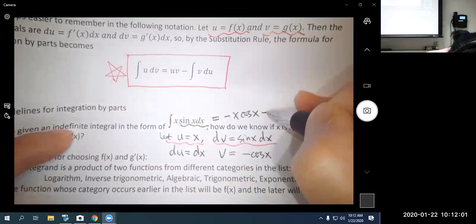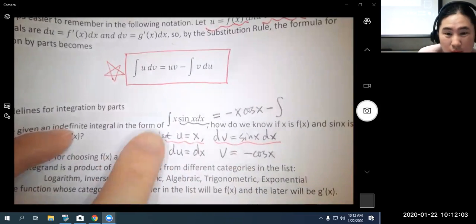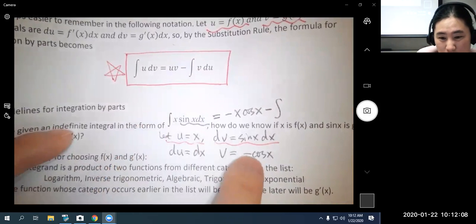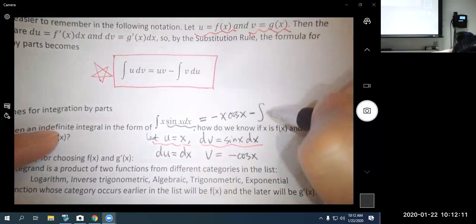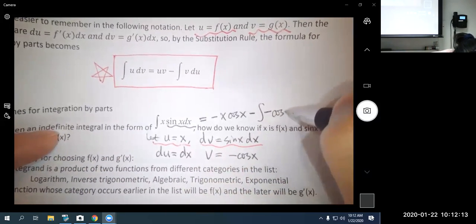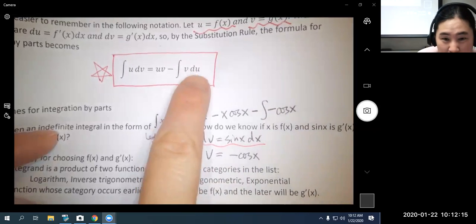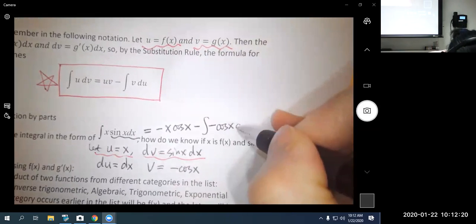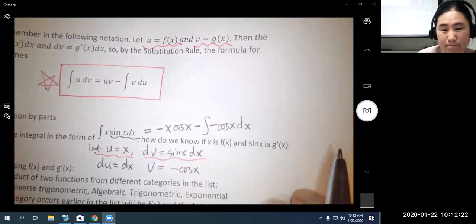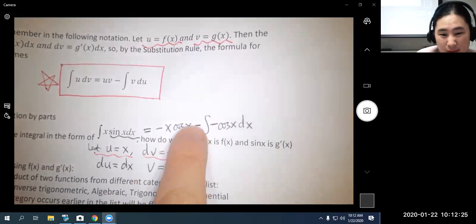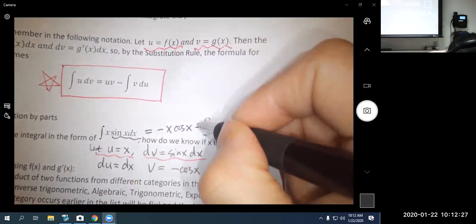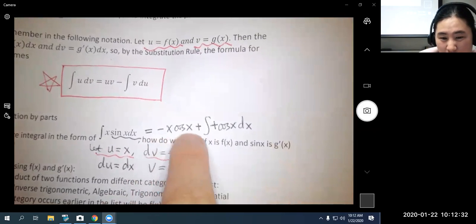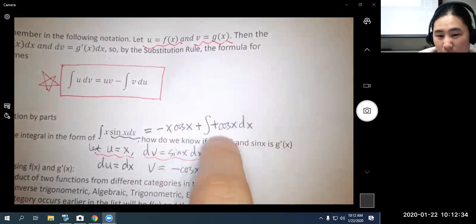Minus what? Integral of v times du. What is v? Negative cosine x. Negative cosine x times du. What is du? dx. All right. Negative becomes positive, right? So this line is negative x cosine x plus the integral of cosine x dx.